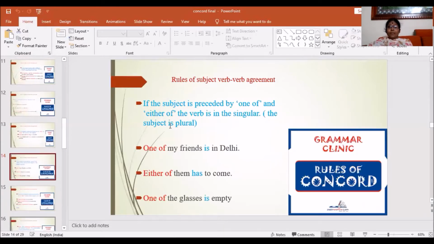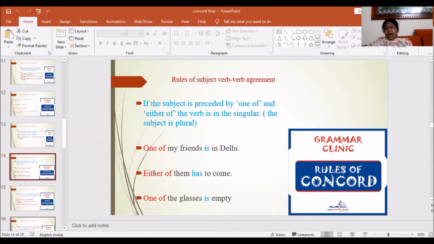Next one. If the subject is preceded by one of or either of, the verb is in the singular, even though your subject is plural. For example, one of my friends is in Delhi. Now, friends is plural, but it is preceded by one of, so your verb should be singular and not plural.